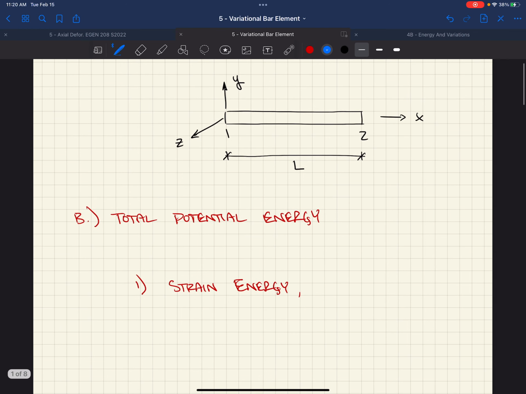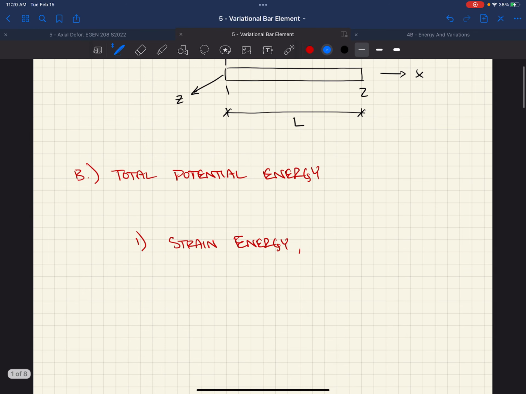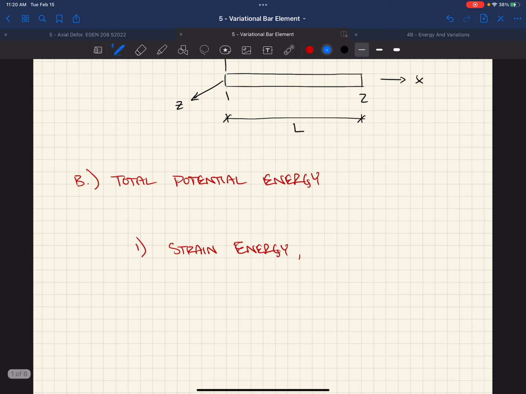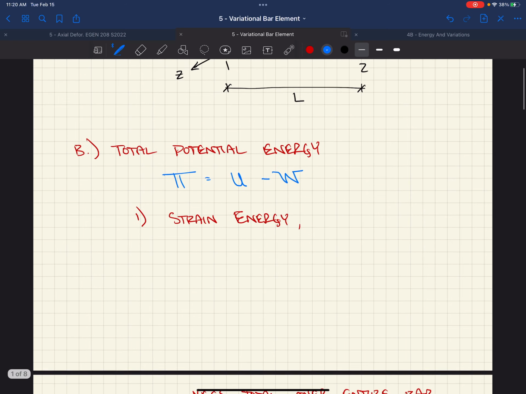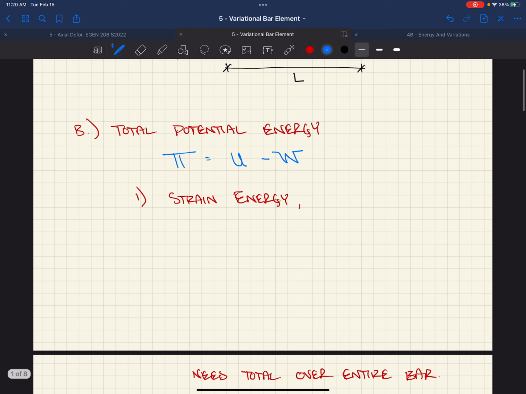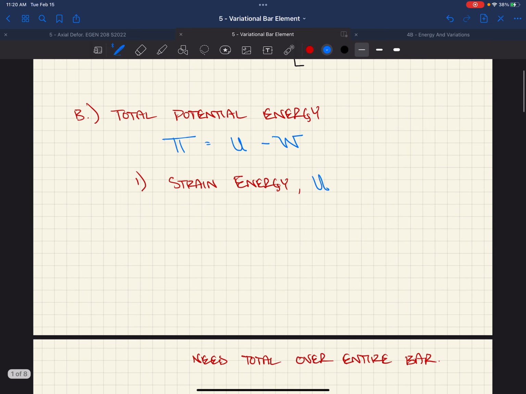And so if we have this linear variational bar element, the total potential energy, we know from previous lectures, is our capital pi for total potential energy equals our strain energy minus the work done by external forces. Well, if we look at strain energy, it's capital U, like we did, for example, with our spring. The example with the spring looks at strain energy, which is really the internal energy, which is really the area under our stress strain diagram. In that case, it was our force deformation diagram for our spring.